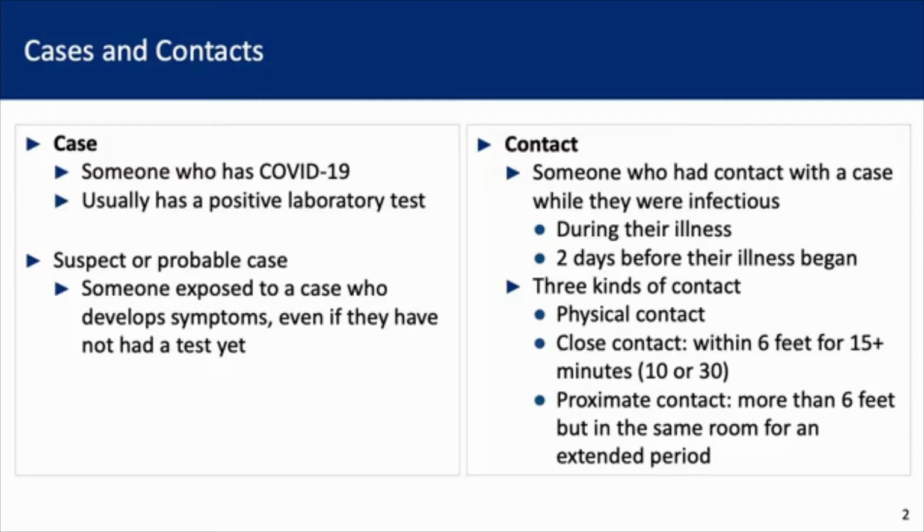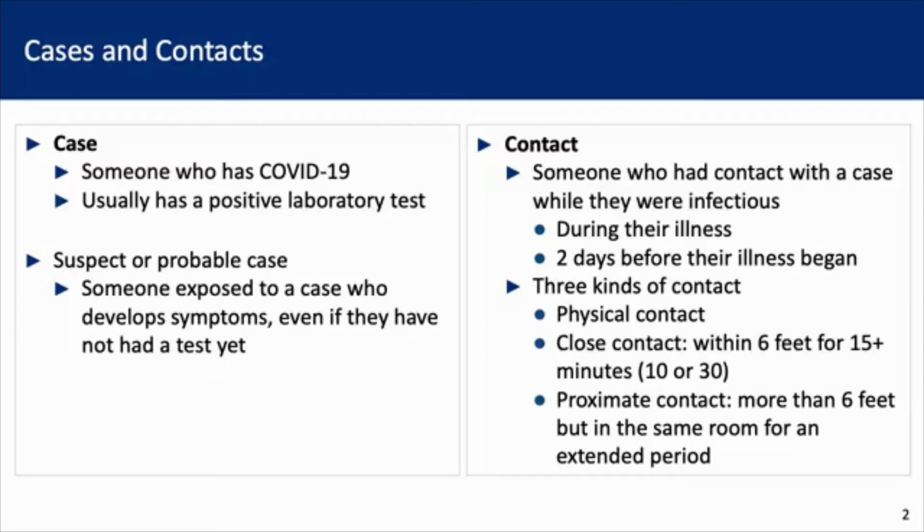And when we talk about contacts, there are really 3 different kinds of contacts that we could think about. The first is direct physical contact. So anyone that had physical contact with someone who's infectious is at risk for infection. They are definitely a contact.